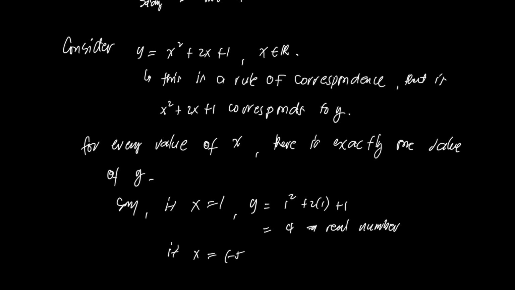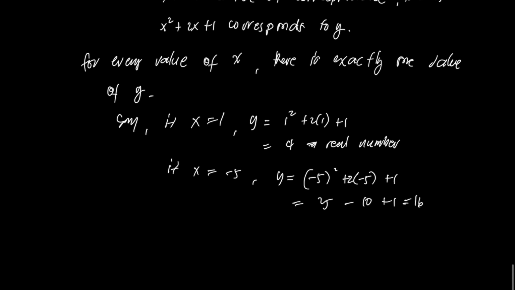Now if x is equal to, let's say, negative 5, then y is equal to negative 5 squared plus 2 times negative 5 plus 1. This is 25 minus 10 plus 1. That is 16. Okay? That is still a real number. So, for every value of x, for every real number you substitute to x, there is exactly one value. And that value is unique. So, therefore, this y is equal to x squared plus 2x plus 1 is a function. And again, your x is your independent variable and your y is your dependent variable.